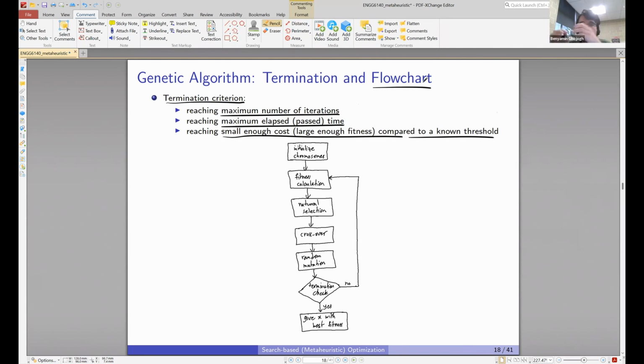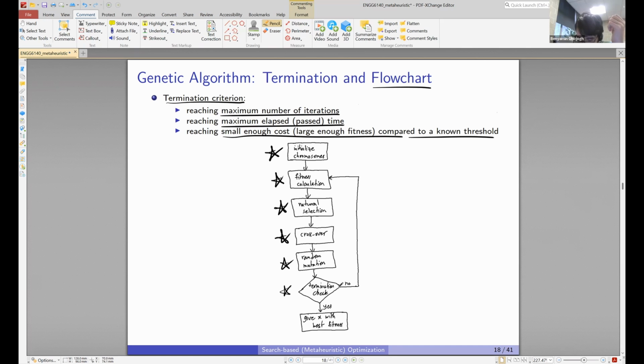Also, flowchart. Usually Metaheuristic optimization algorithms are depicted by flowcharts to show their steps. So for example, here is the flowchart of the genetic algorithm. We initialize the chromosomes here, and then we calculate the fitness values of the chromosomes. And then we do the natural selection. We select the parents for the next generation. We do crossover to generate the children of the next generation from the selected parents. Then we do random mutation on the children. Then we do the termination check.